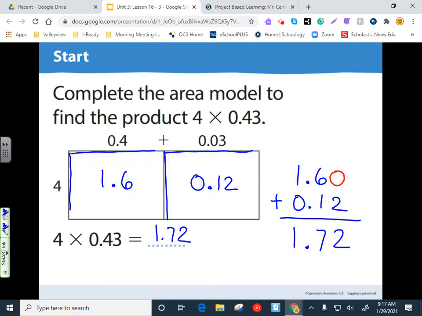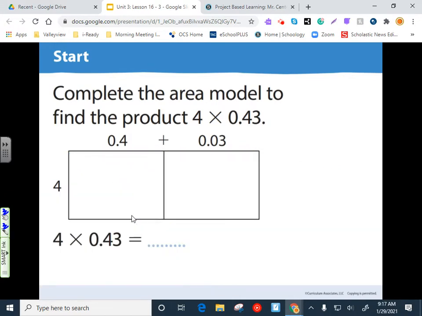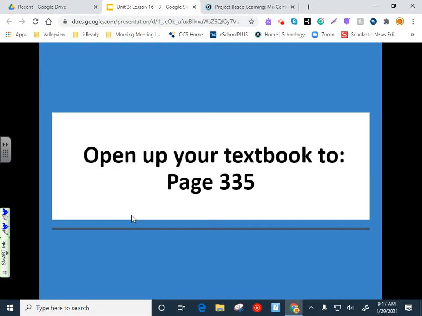So again, area models we'll do more of when we're trying to break that up, but 1.72 is that for our warm-up. Just reviewing, adding our decimals and then also multiplying our decimals. Kind of 2 for 1 for that one. Please open up to page 335.